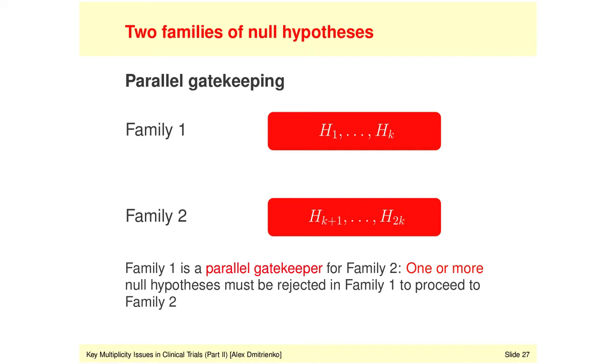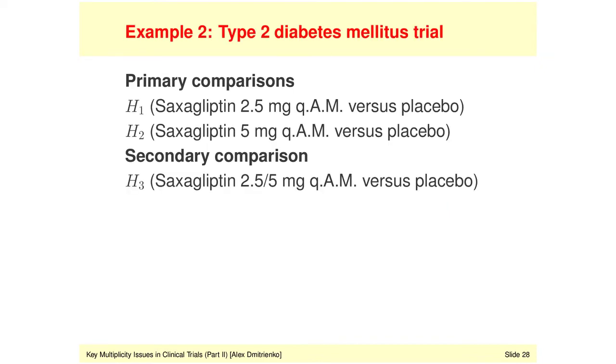I would like to emphasize that from the sponsor's perspective, it may be desirable to reject as many hypotheses in that primary family as possible, but formally, to be able to satisfy the appropriate regulatory requirements, it is sufficient to reject just a single null. Example 2, based on the type 2 diabetes trial, serves as a very good example of a setting where a parallel gatekeeping strategy would be quite meaningful.